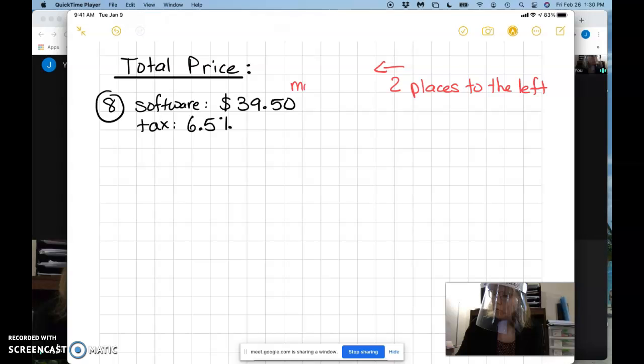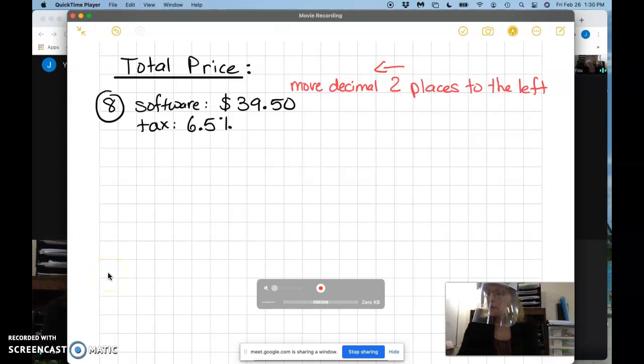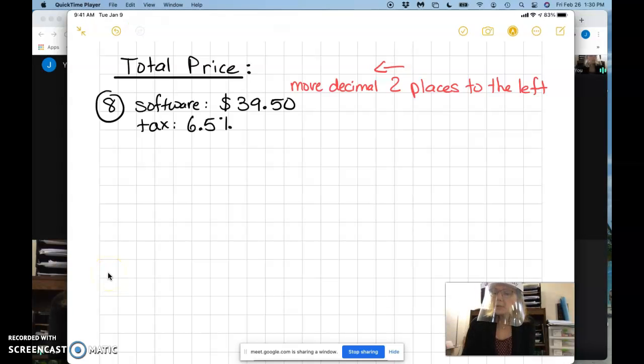All right, move the decimal. Okay, so the decimal's going 2 places to the left. So I'm taking this decimal and I'm moving it 1, 2 spots. And I'm going to put a 0 in front. And I'm going to bring that number down so it doesn't look so messy. All right, so all I did was move that decimal 2 places to the left.